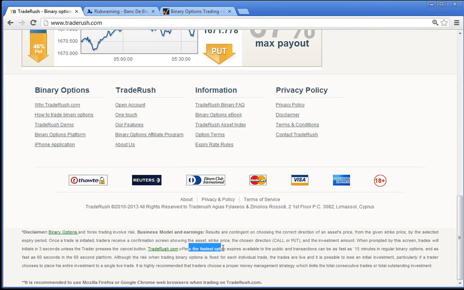Traderush offers the fastest option expiries available to the public, and transactions can be made as long as 15 minutes in regular binary options and as fast as 60 seconds in the 60-second platform. Note that I don't recommend 60-second trading. I think it's just too short of a period and too much information can change. One can't really make good decisions.